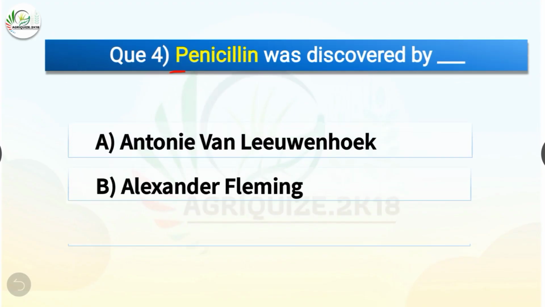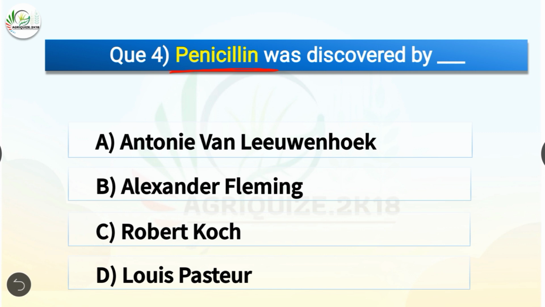Question number 4. Penicillin was discovered by, the options are Anthony van Leeuwenhoek, Alexander Fleming, Robert Koch or Louis Pasteur. The correct answer is option B, Alexander Fleming. So penicillin was discovered by Alexander Fleming. Alexander Fleming was a Scottish physician scientist who was recognized for discovering penicillin in the year 1928.